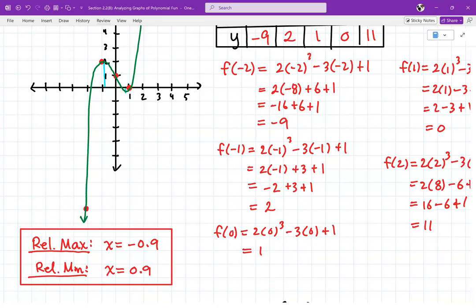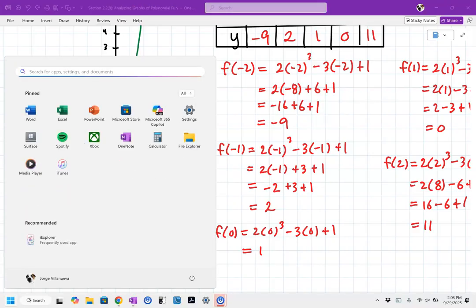I put the points on the graph. I drew the best graph I possibly could. And then I told you where the high points and the low points are located based on the x-axis. Okay? So the high point at negative 0.9, the low point at about 0.9. Okay? And I'm good. Now to see the actual answer, we'll go to Desmos really quick.